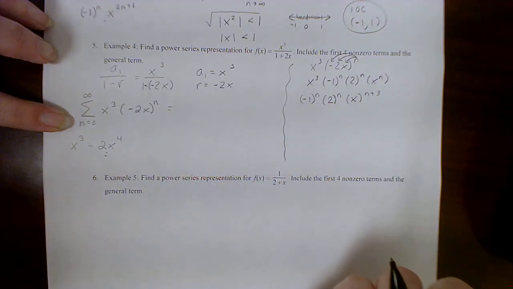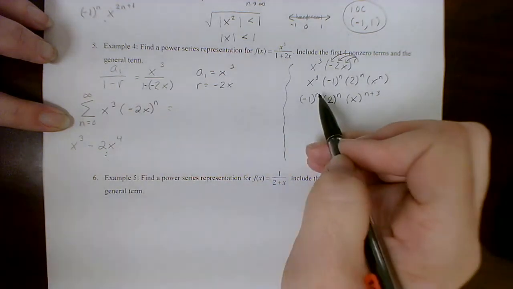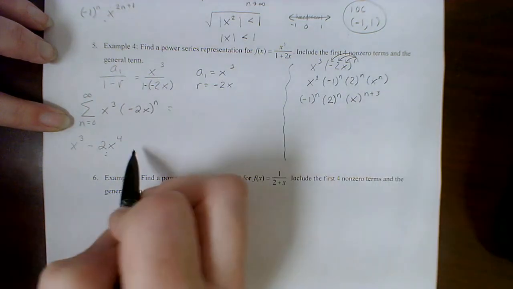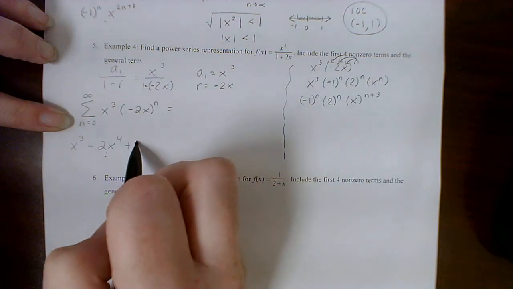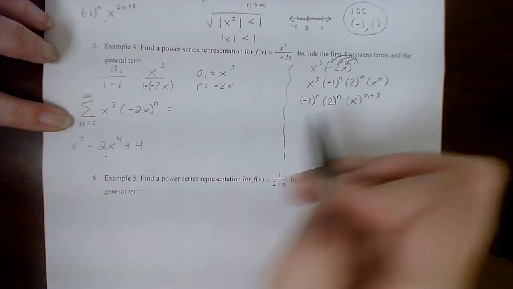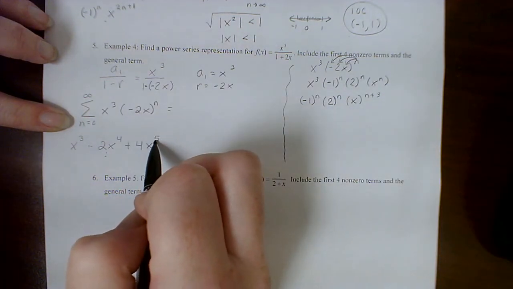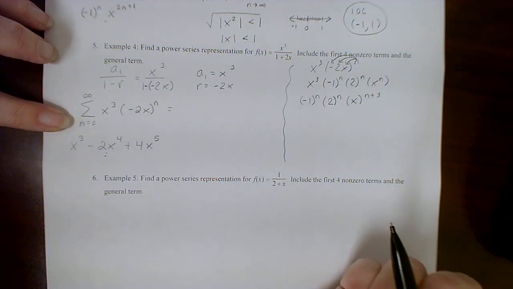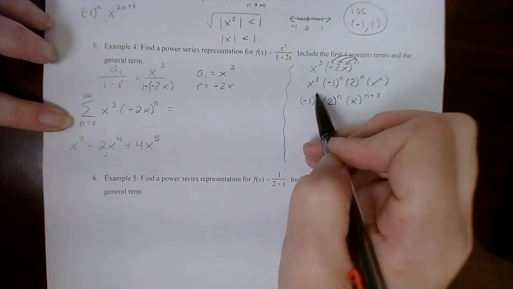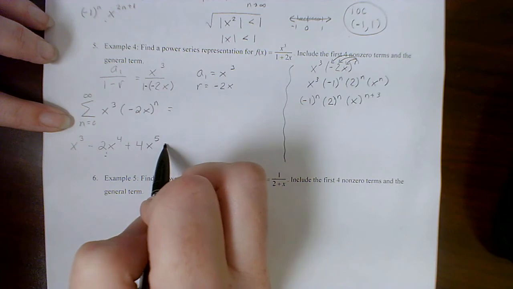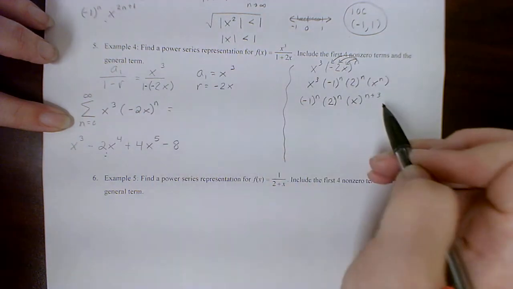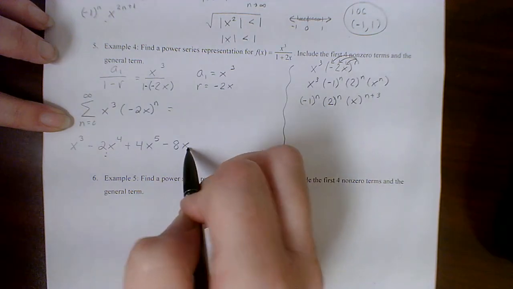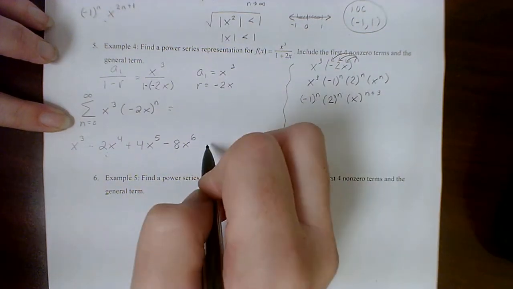Moving on to the next, I'll be plugging in 2. If I plug in 2 here, that makes it positive. If I plug in 2 here, that gets me 4. If I plug in 2 here, that gets me x to the fifth. Now I need to plug in 3. If I plug in 3, that's a negative sign. If I plug in 3, that becomes 8. If I plug in 3, that becomes x to the 6th power.